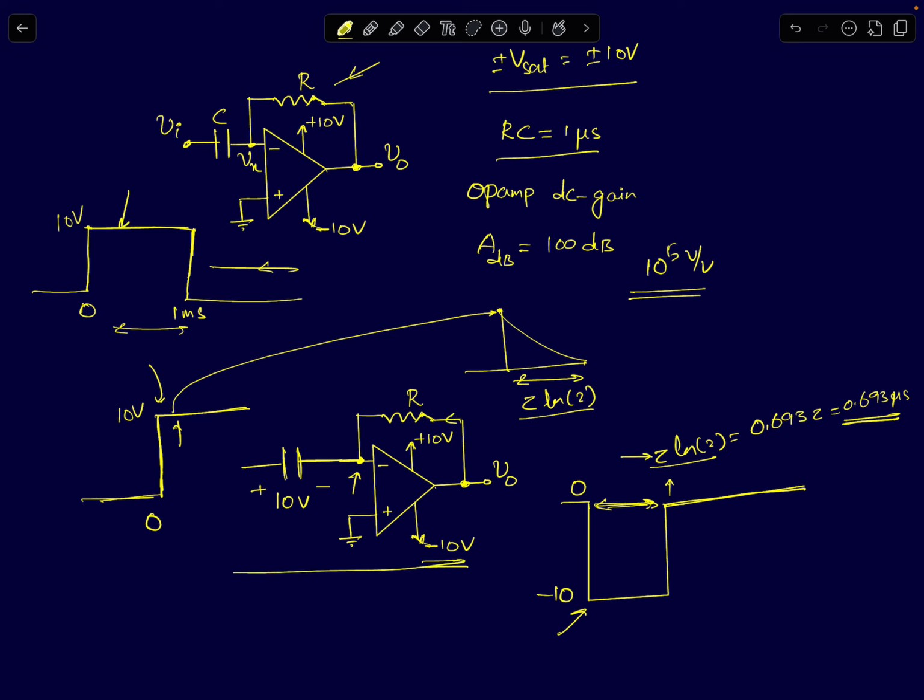The current in the resistor is 0. The capacitor is charged to 10 volts. The op-amp's output is at 0 volts. The inverting node voltage is also at 0 volts. So this is the operating point of the circuit for any time greater than tau ln 2, the on time of the pulse.